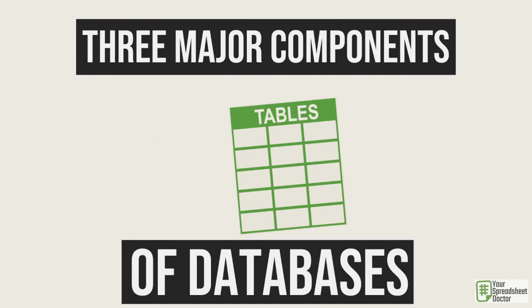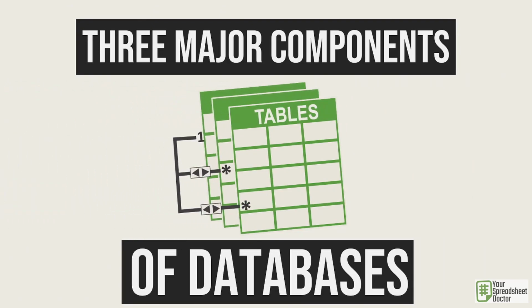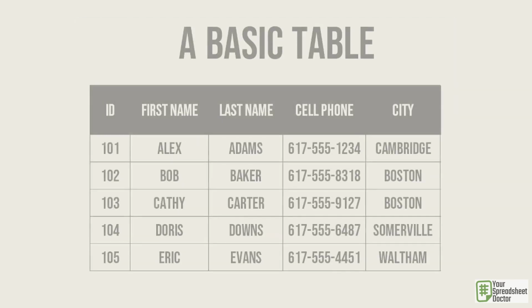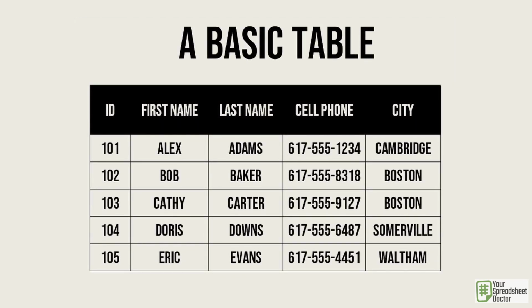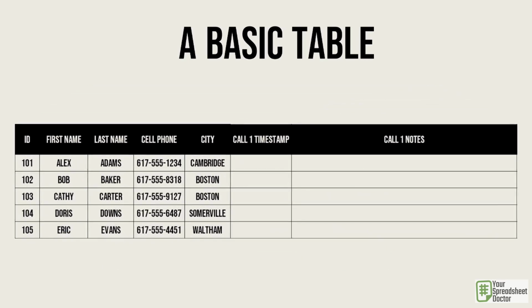Okay, so now let's talk about tables on the advanced level, and specifically we'll be talking about what these lines that connect the tables are about. So let's say, for example, that you're a real estate agent with a handful of clients and you want to be able to track your phone calls with each client.